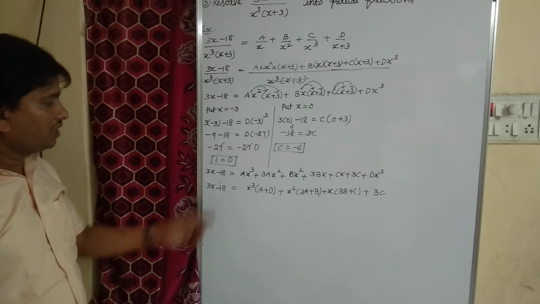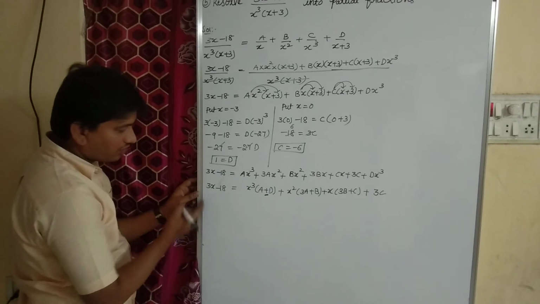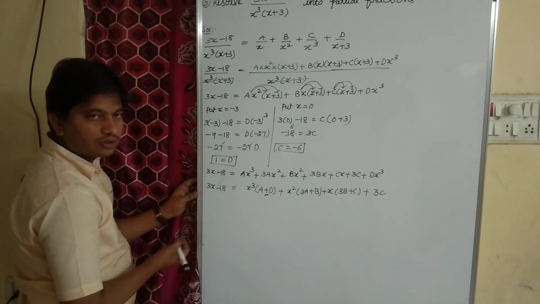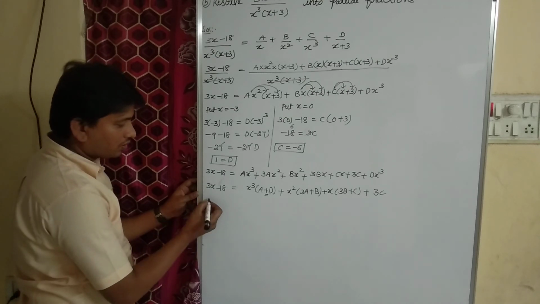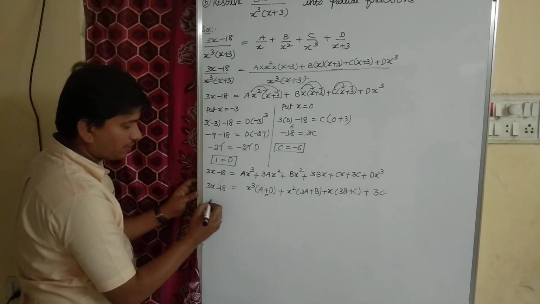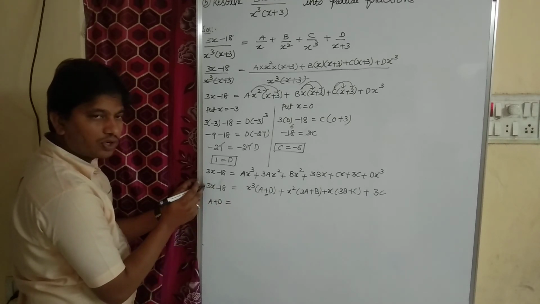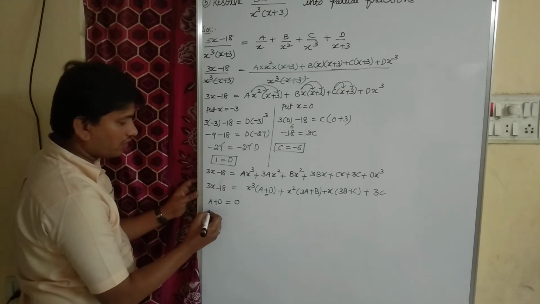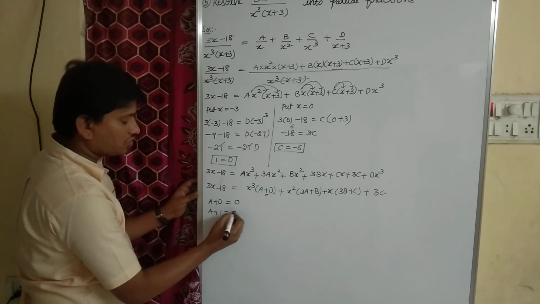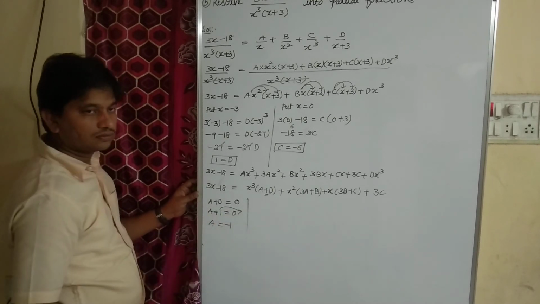Already we know the d value, children. Here the x cube coefficient is a plus d, but we don't have an x cube term on the left side. Nothing means 0 into x cube we can write. Children, are you understanding? Here the x cube coefficient is a plus d. Do we have an x cube term here? We don't. Nothing means 0. So already we got the value of d as 1. So a plus 1 equals 0. So a equals minus 1, transposing the 1.